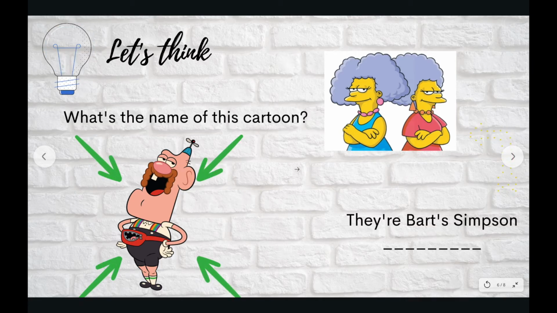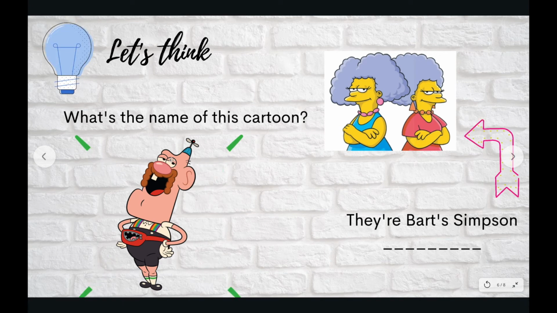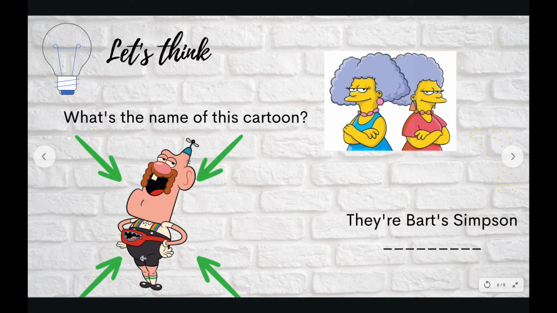Now, let's think. What's the name of this cartoon? Pay attention to the arrows. What's the name of this cartoon? We're going to use only the first part of the name of this cartoon. This is good, Uncle Grandpa. We only are going to use uncle. Try to remember, uncle. Now we're going to continue.